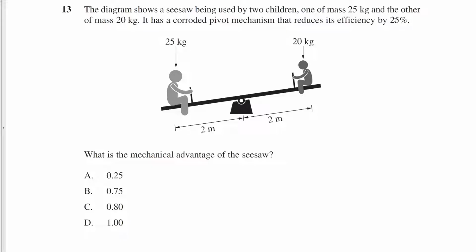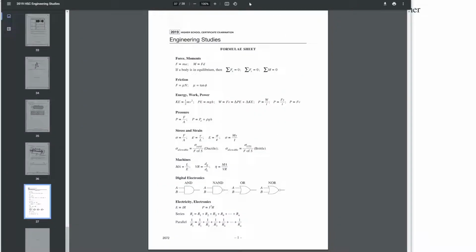When we are calculating mechanical advantage, what we'll typically look at is mechanical advantage equals load over effort, and that is what is shown in the formula sheet. Where is my formula sheet? It's on this one. Okay, mechanical advantage equals load over effort. Where do they say that? There we go, machines. Mechanical advantage equals load over effort.